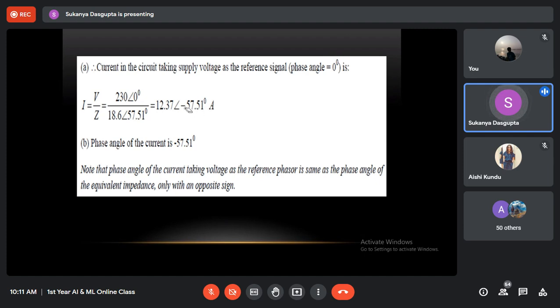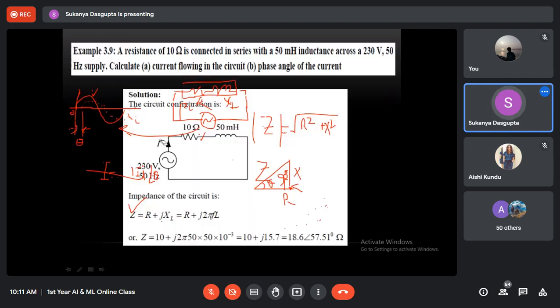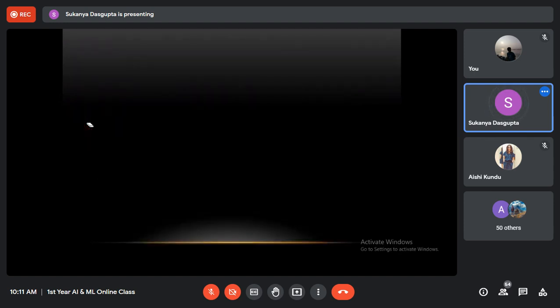This minus sign indicates that the current is definitely lagging the voltage by an amount of 57.51 degree. Your current signal is lagging the voltage signal. That's why you are getting minus 57.51 degree. Okay. Is it clear to everyone?